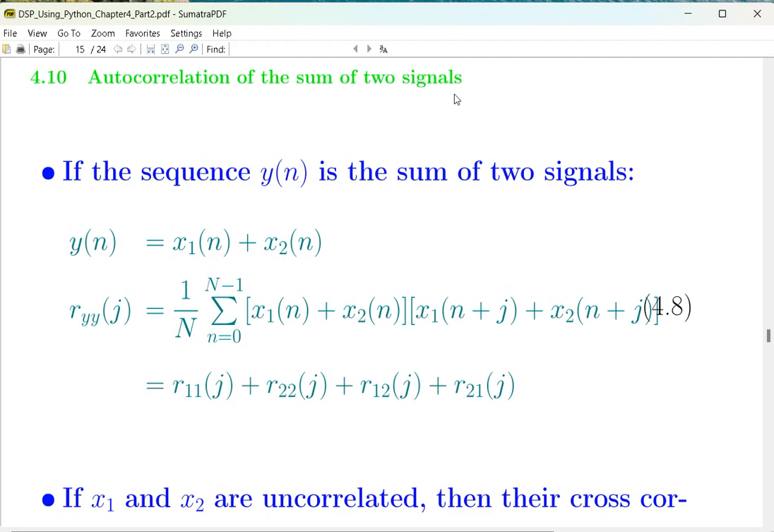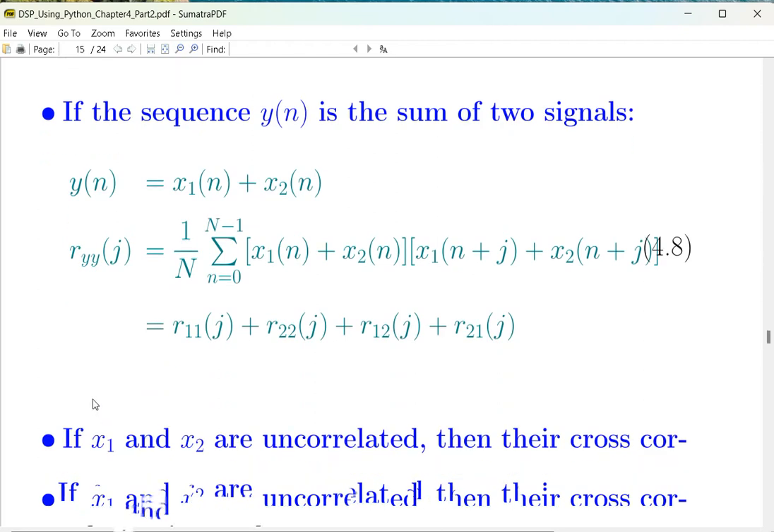Autocorrelation of the sum of two signals. If the sequence y of n is the sum of two signals, x1 plus x2, then r double y of j will be defined. It is a similar, the same topic. It will be equal to r double 1 of j, meaning the autocorrelation of the first signal, plus r double 2 of j, plus r1 2 of j, plus r2 1 of j.